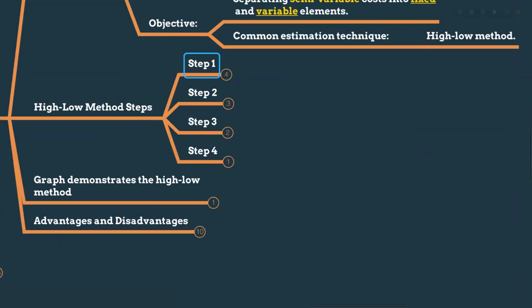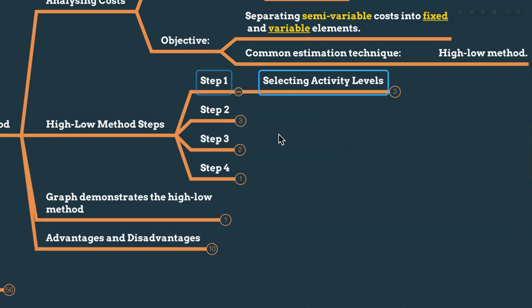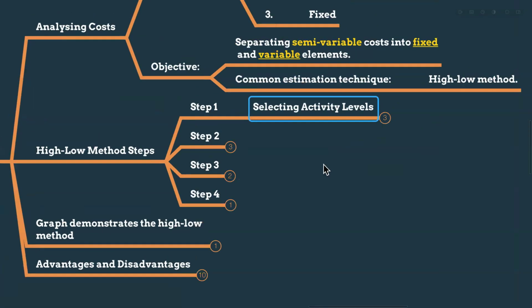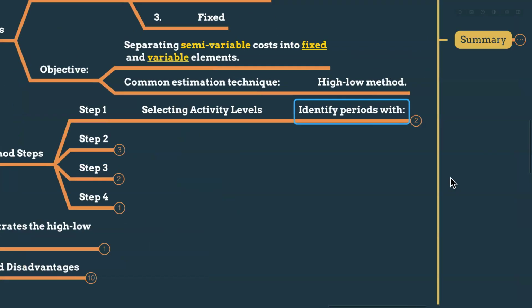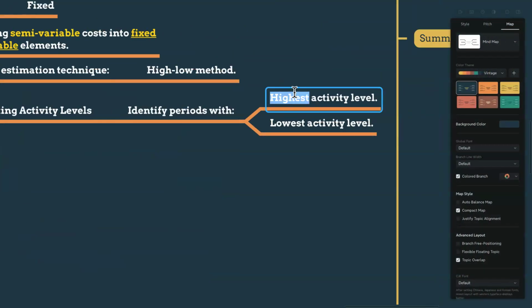So what are the high-low method steps? It is a very simple method. There are four steps we have to follow. The first step is to select the activity levels. Activity levels means the units produced, the output produced, the sales volume, whatever. We have to identify the periods, 2024, 25, 26, or one month, it doesn't matter. Identify the periods with the highest level of activity and also the lowest level of activity.